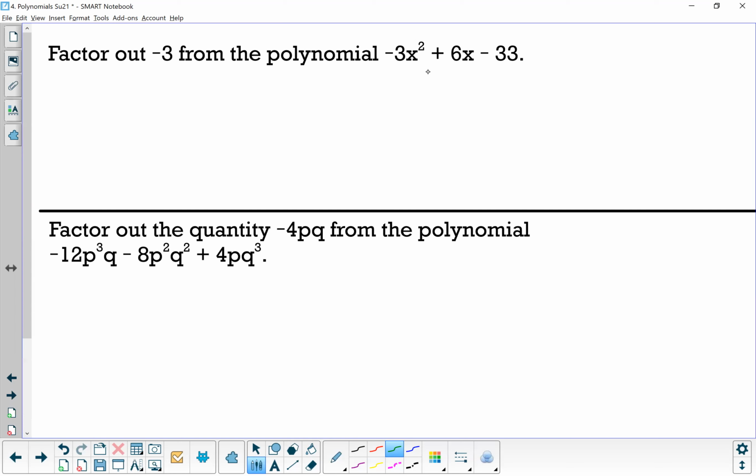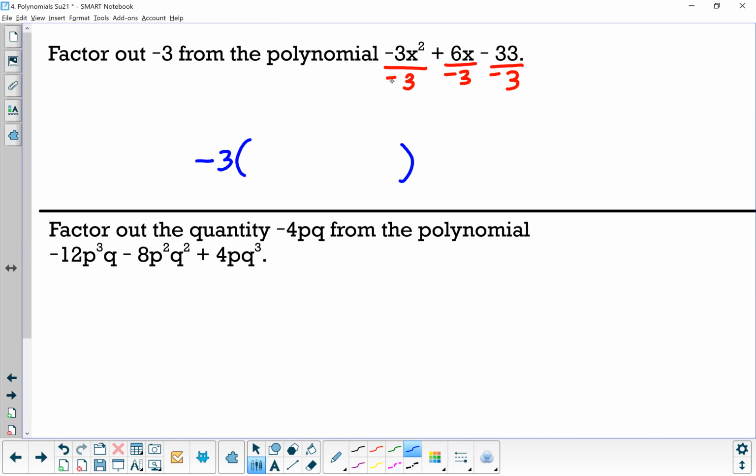So we don't need to make that determination ourselves. But when you do, keep that in mind. So we're factoring out a -3. So I'm going to write -3 parentheses. And now to get the second factor, you have to divide each of these terms by -3. Be careful of your signs.